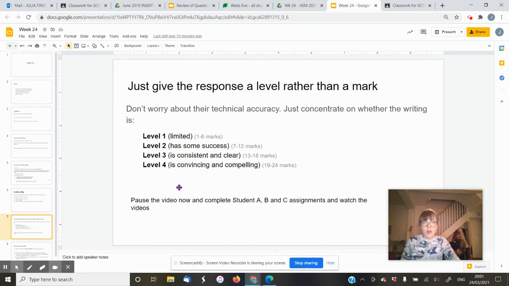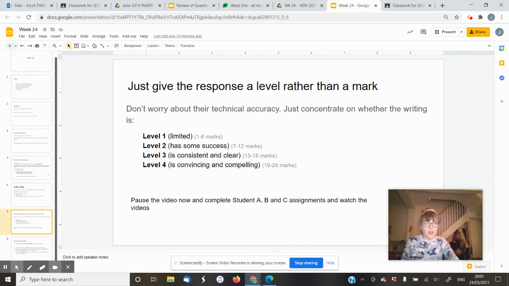So I will talk about the technical accuracy, but for now, don't worry about it. And try not to get too hooked up on whether you spot spelling mistakes or comma splices all the way throughout. Just try and avoid thinking about those. Make a judgment on whether just their story or their description is convincing or consistent. So pause the video now and then complete student A, B and C and watch the videos in the way that we've been doing over the last few weeks.